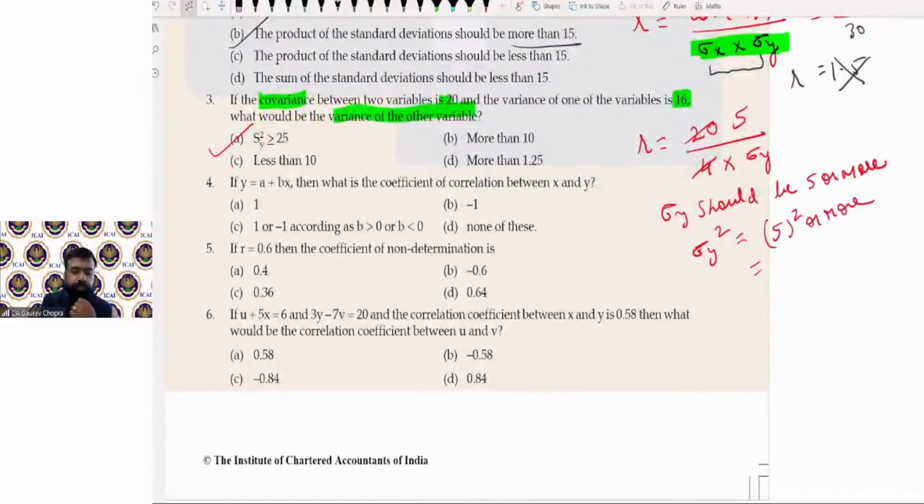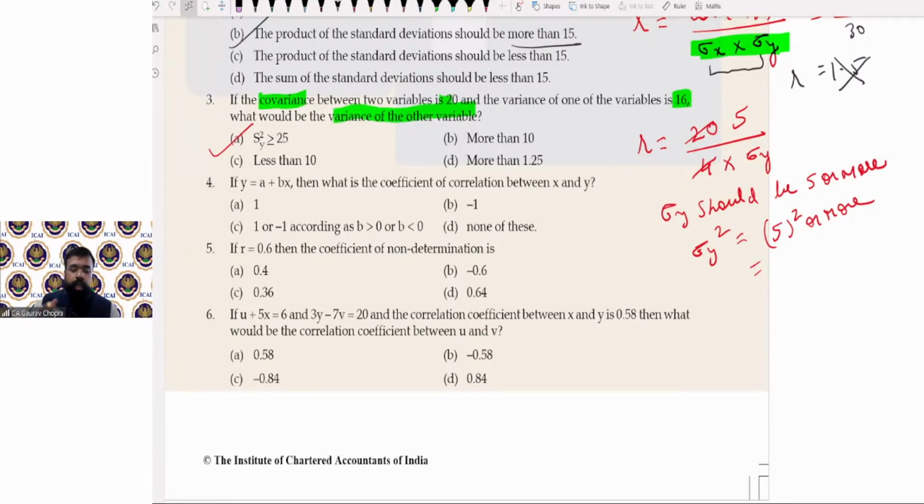Okay, next. Fourth one. If y is equal to a plus bx, what is the coefficient of correlation between x and y? What will the correlation coefficient be between the two? 1 and -1? What do you think? What should be the result?